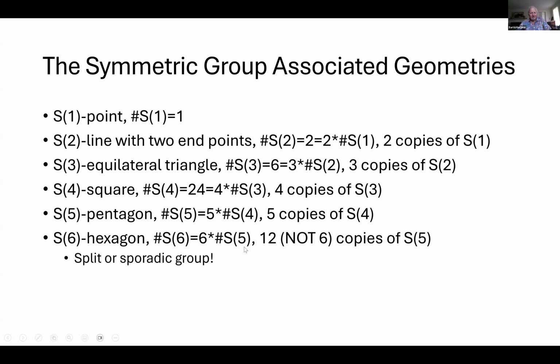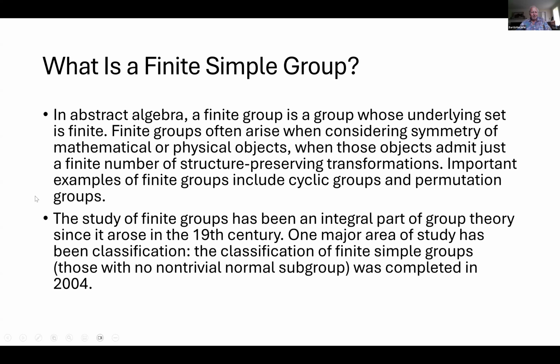Now when I go to a hexagon, something crazy happens. I end up with 12. That's 6 copies of S5. And an example of something that becomes a split or a sporadic group. So these things do occur in abstract algebra.